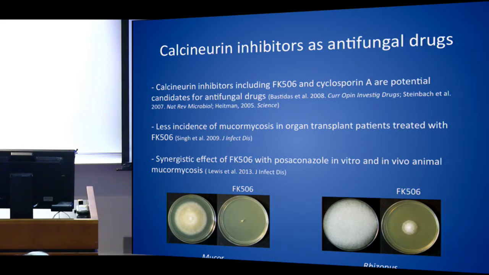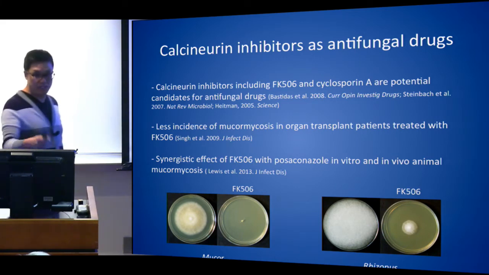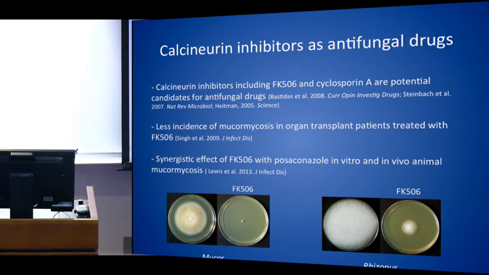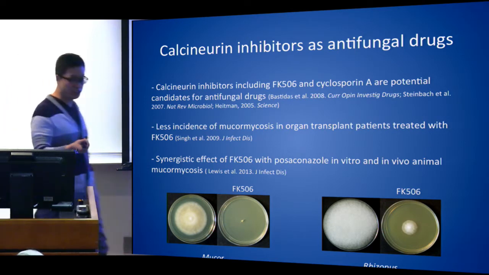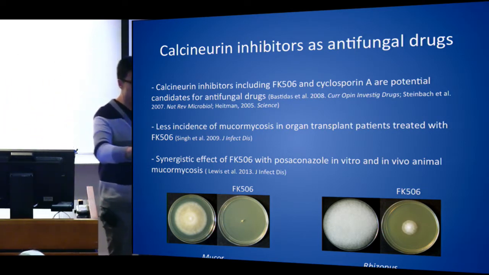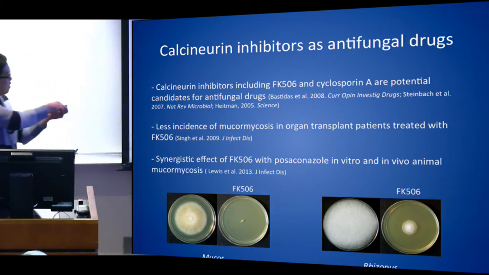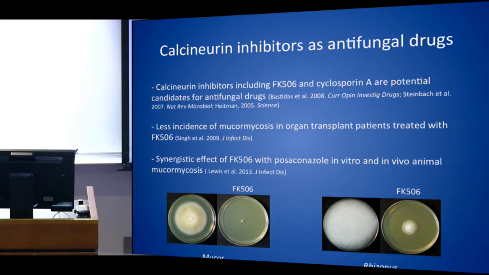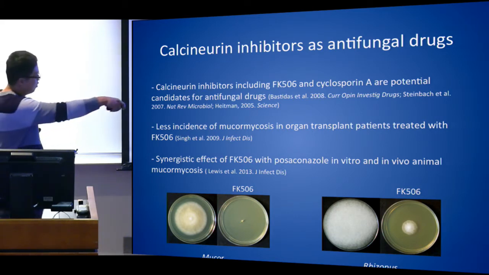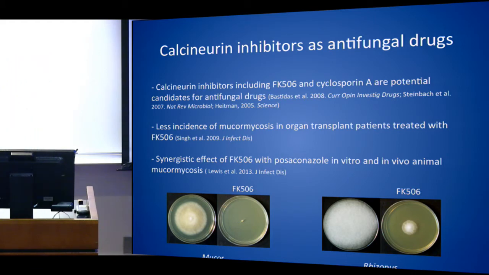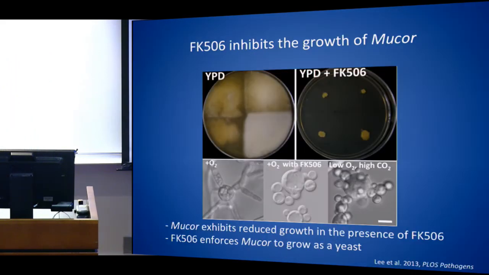Actually, Nina Singh at Pittsburgh found less incidence of mucormycosis in organ transplant recipients under FK506 treatment. One thing you have to make sure of is that FK506 also works on humans to suppress immunity. In another study, they found that FK506 has a synergistic effect in vitro and in vivo in an animal mucormycosis model. What they found was, I just mentioned Mucor grows as mold.